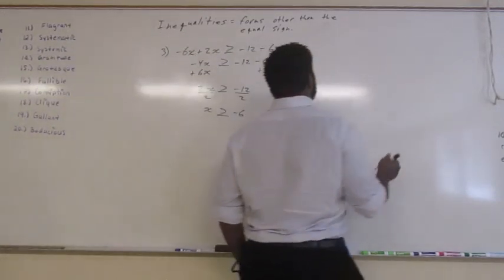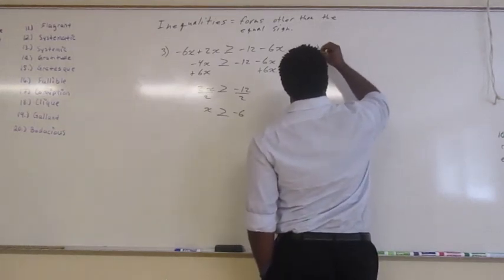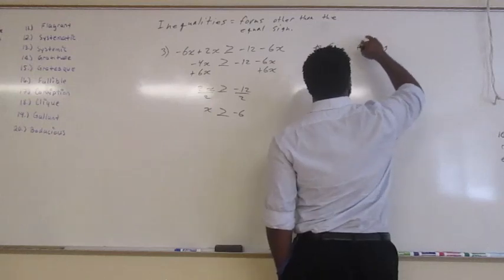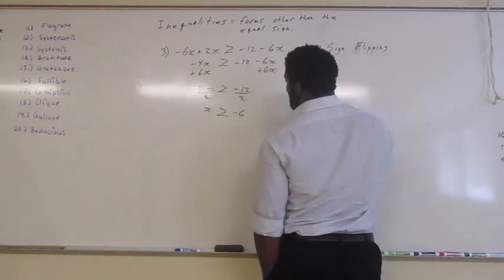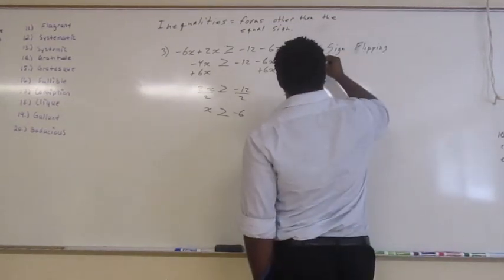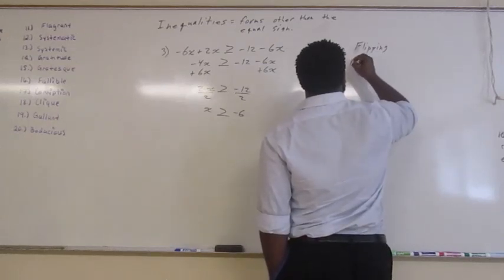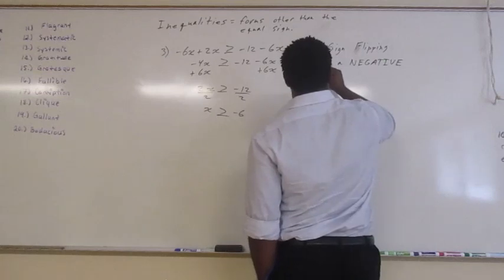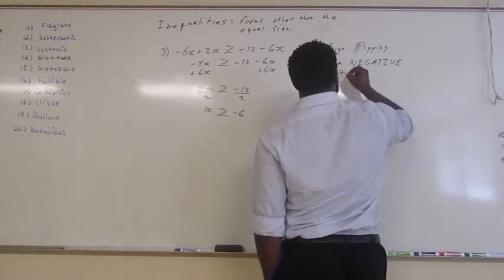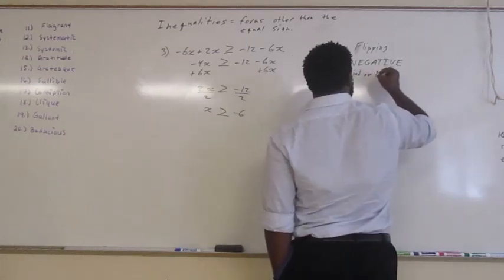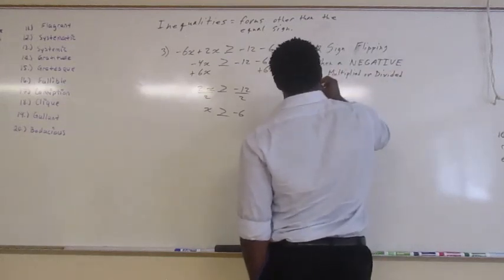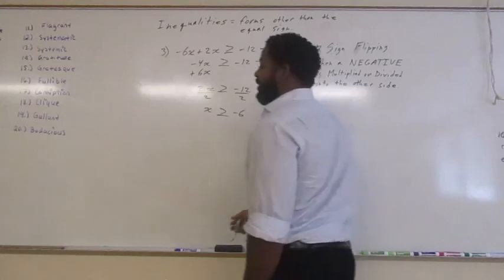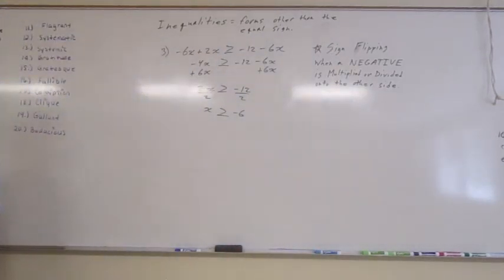The only time when you flip the sign, sign flipping, let me capitalize that F. Okay? Sign flipping. When you're sign flipping, that happens when a negative is multiplied or divided onto the other side. That happens when you multiply or divide a negative to the other side.